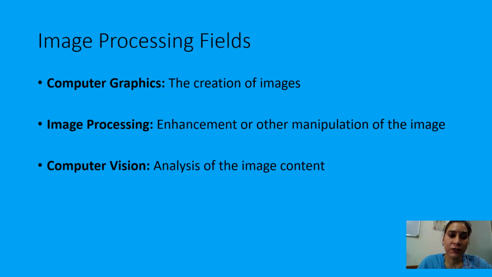Image processing fields basically consist of three broad areas. The first one is computer graphics. In this, the creation of images is discussed. Second one is image processing, in which enhancement or other manipulations of the images are to be done. Then the third is computer vision. In this, analysis of the image content is discussed. Here in this video we are discussing image processing, where enhancement and manipulation of the images are discussed.